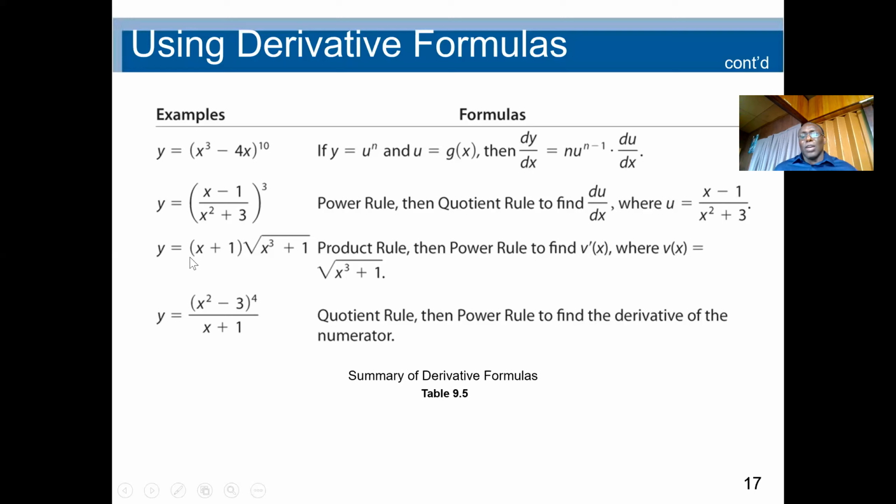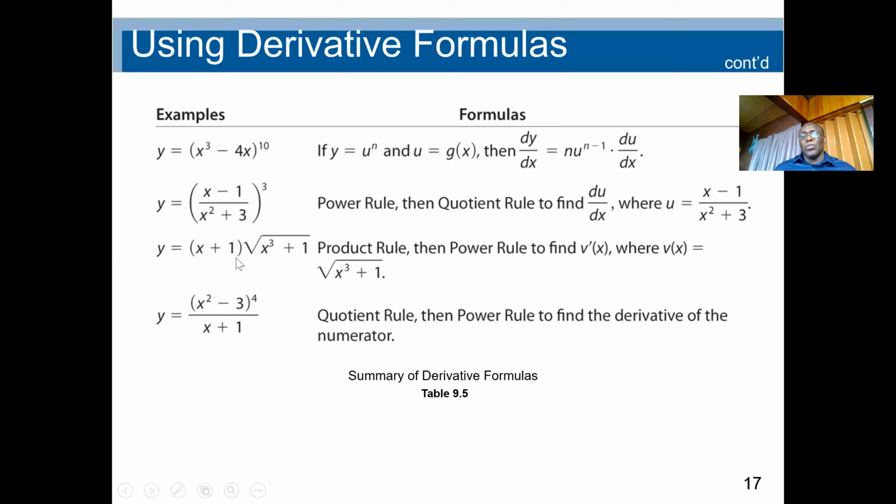The next question we have (s plus 1) times the square root of (s cubed plus 1). Okay, so this also is times, so I have to use the product rule. So use the product rule first, then the power rule. The power rule will affect the square root because we know a square root is the same as power to the half, power half.